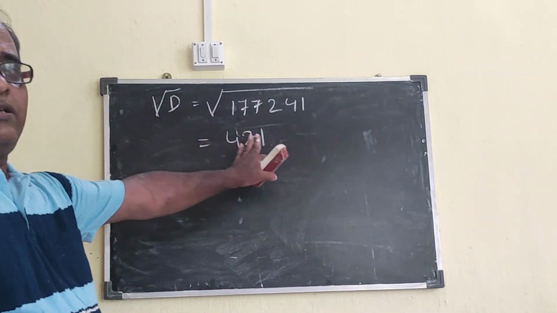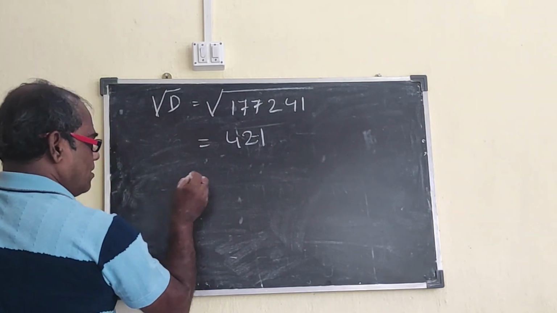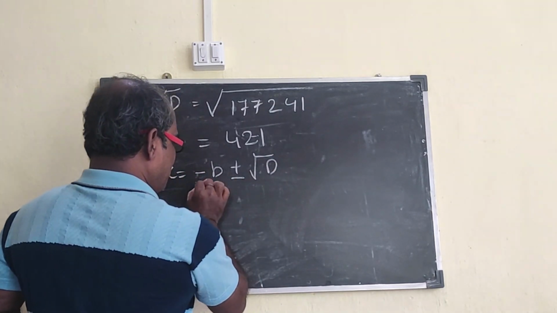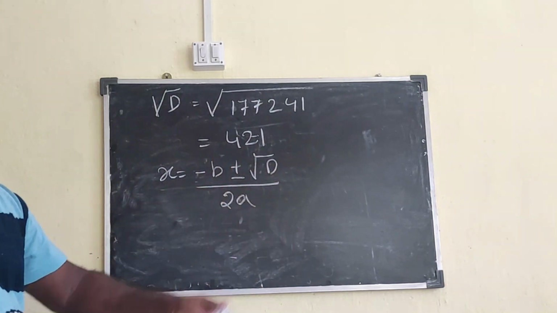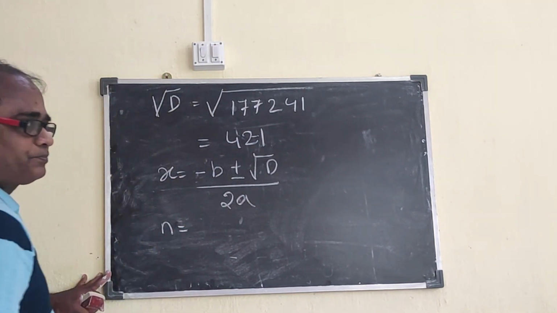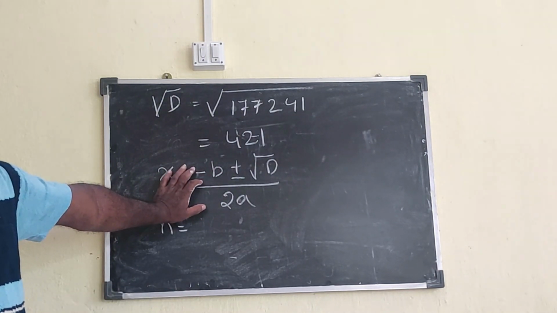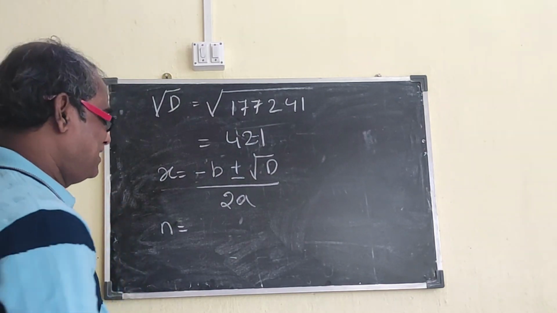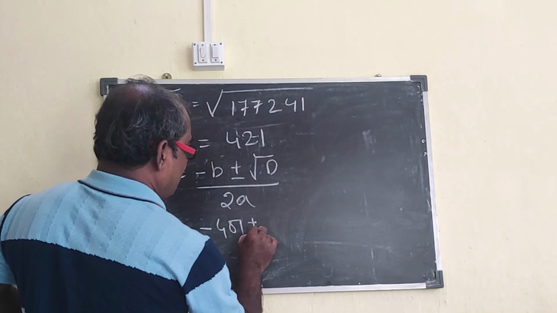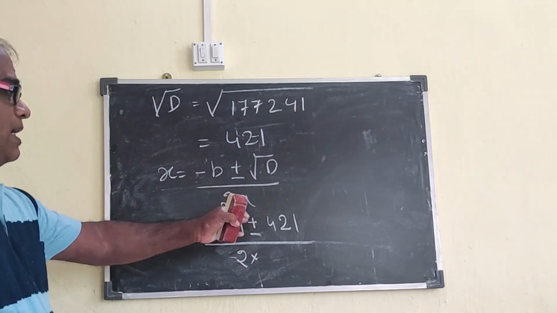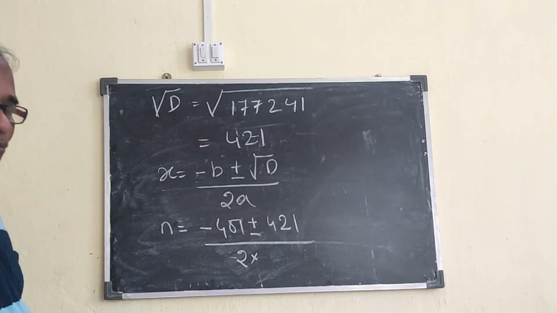We have applied Sridharacharya's rule. Now from this we get the formula x is equal to minus b plus or minus root d by 2a. These are all in the general equation, but we had the equation in the form of n. So instead of x we can write here n is equal to, what was the value of b? The value of b was 401. So it is minus 401 plus or minus 421 by 2 into the value of a here. How much is it? Only 1. So 2 into 1 is 2.